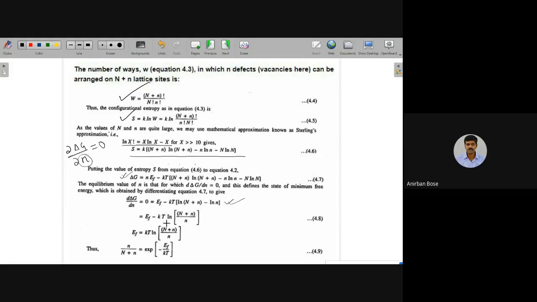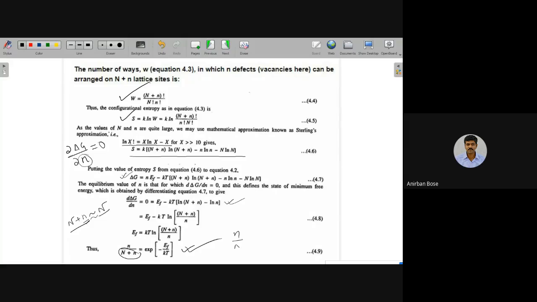Now the next part is just you simplify it and you will get this expression. Okay, and N plus n, this quantity is almost similar to capital N, because the number of vacancies, small n, is very small with respect to the number of atoms present. So N plus n and N can be considered almost similar.